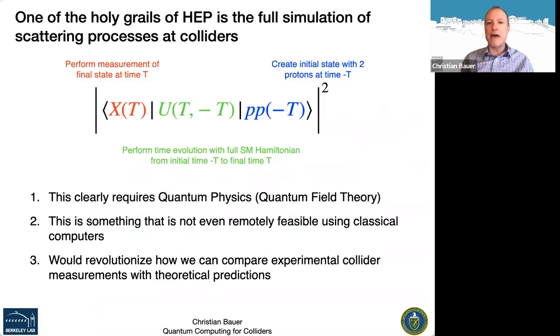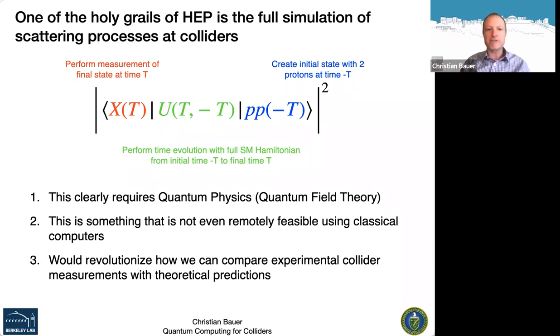So if we could do that, then we could literally compute the probability distribution for each final state, for a completely exclusive final state, and compare directly against the LHC. So then all we need to take care of is sort of detector effects and unfold those. So a couple of comments here.